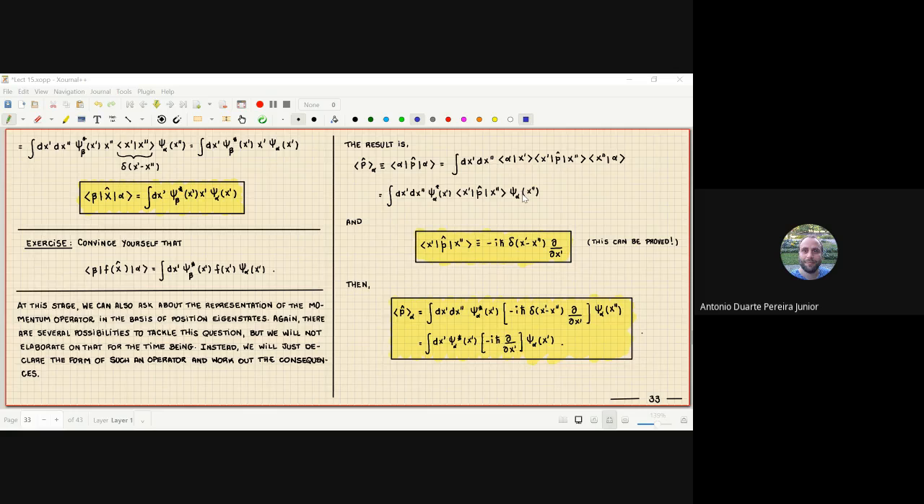And this is something you can really prove, but I'm not going to prove it, I'm just going to state the form. You have to be careful to understand this. The matrix element of the momentum operator in the position space is just minus i h bar, times a delta function of x prime minus x double prime, times a derivative with respect to x prime.